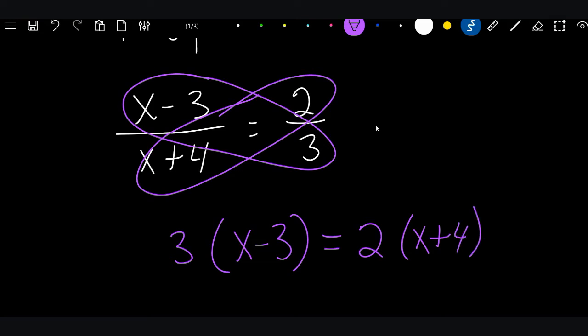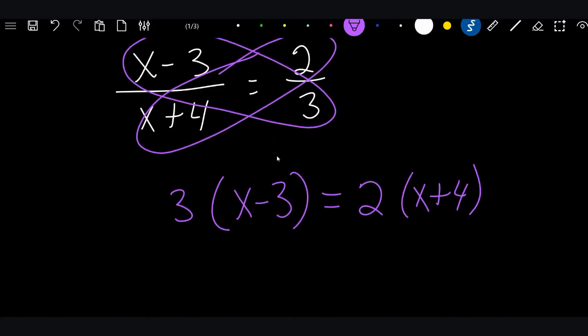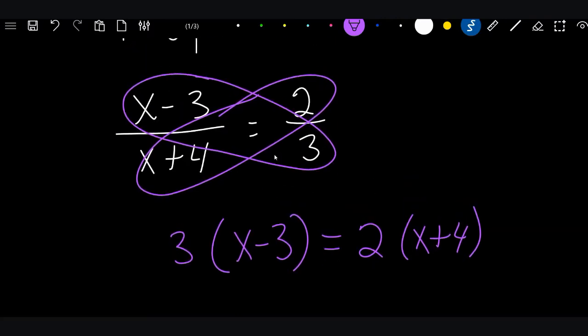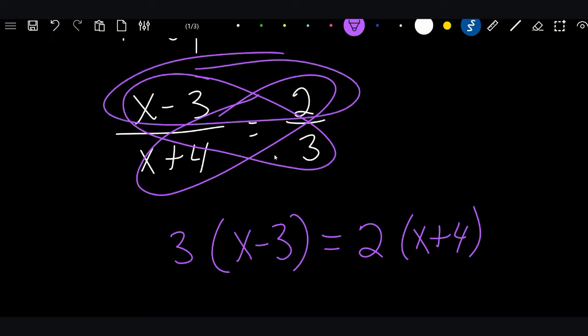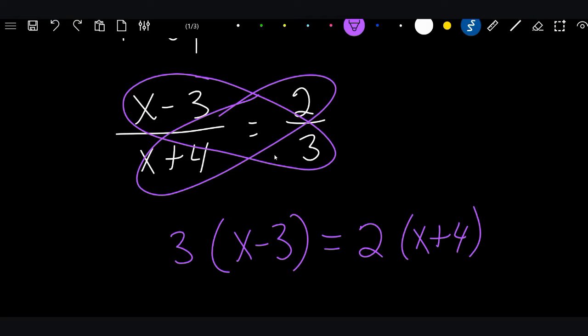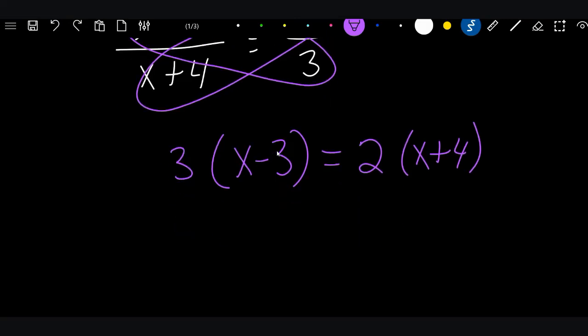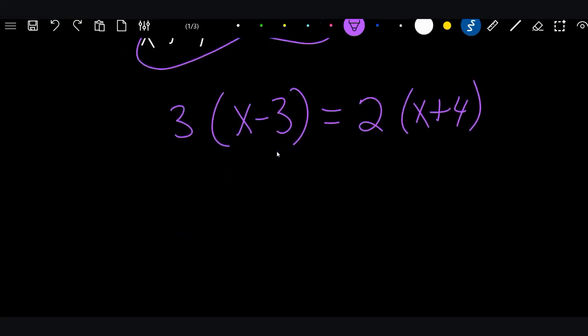It doesn't matter what order you put them in. You could switch it and you're going to get the same thing because of the commutative property of multiplication. But the key is it has to be cross. You can't do this, that's not going to work. You can't do 2 times x minus 3. You have to do it cross. All right, so here we go.